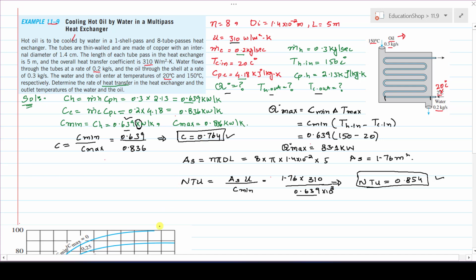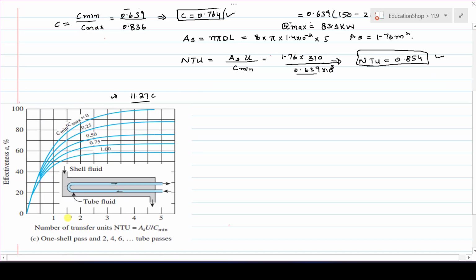with the help of this graph. Here on the x-axis is the number of transfer units used for one shell pass and multiples of 2, 4, 6 tube passes. On the y-axis is the effectiveness of the heat exchanger. This curve represents the capacity ratio C, that is equal to 0.764, and the NTU value is 0.854. With the help of these two values, we can find the effectiveness of the heat exchanger.